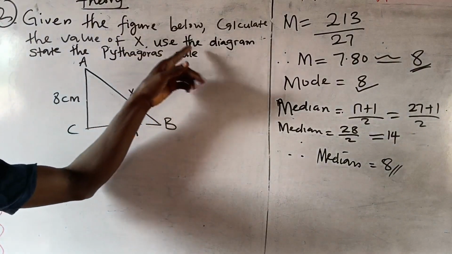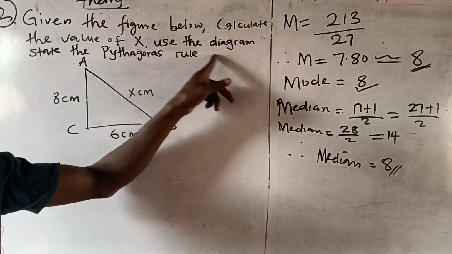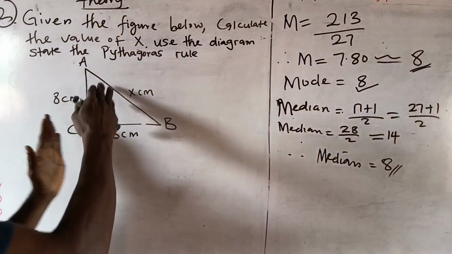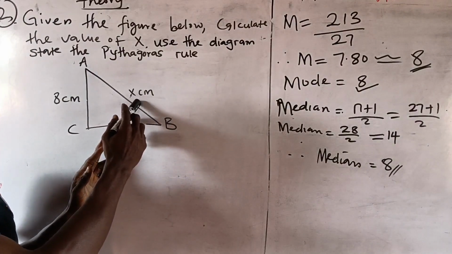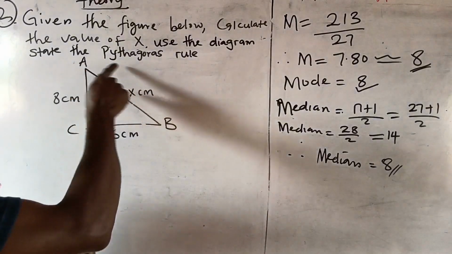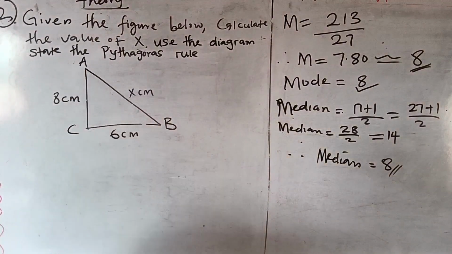Given the figure below, calculate the value of x. Use the diagram, state the Pythagoras rule. This is the diagram and they want us to find the value of x. Also they want us to state the Pythagoras rule. So I will just state the rules.